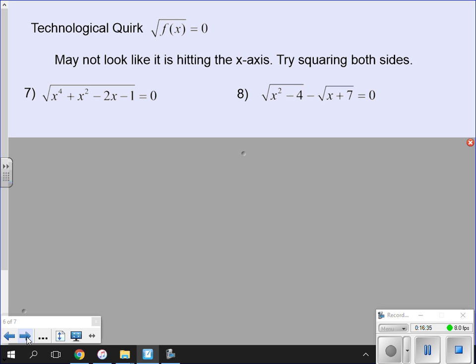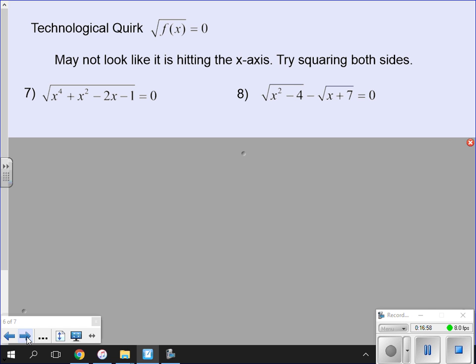So what you do, square it. Square this one. Make it x to the 4th, x squared minus 2x minus 1. Graph that. Where that 0 is, is where this one is 0. The zeros are in the same place. Okay? With this one, move that over to the other side, square it, and then combine them together.